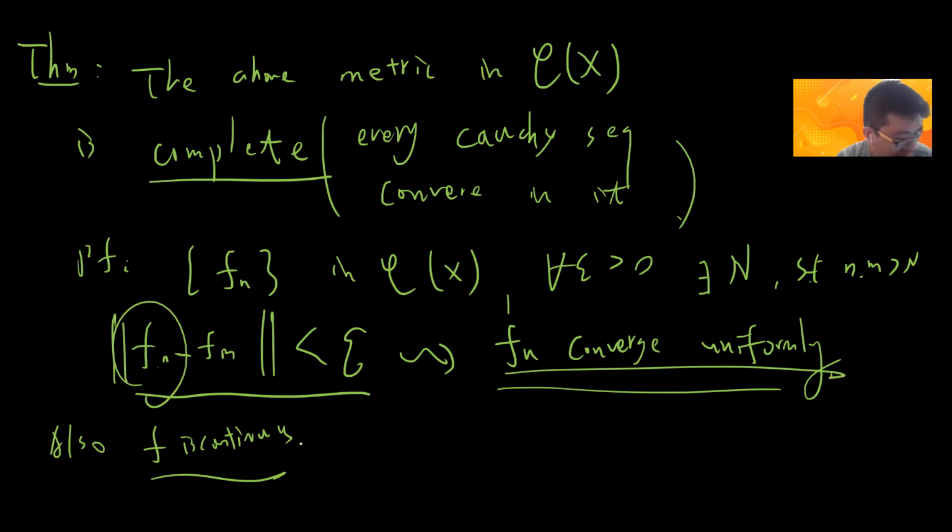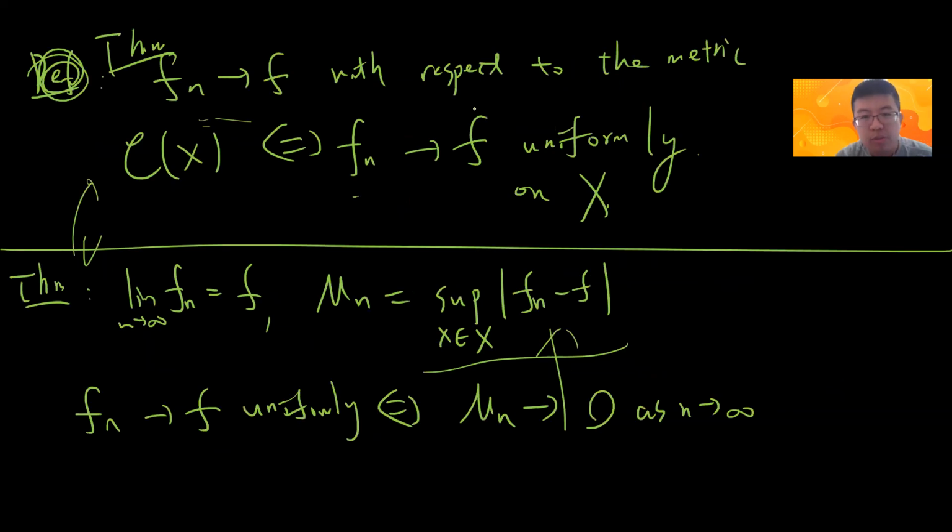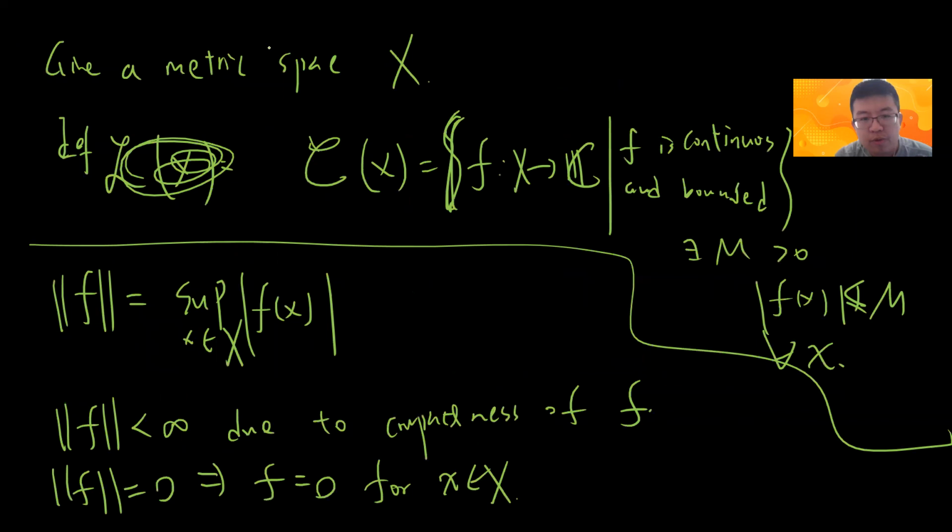So F is continuous, and also F is bounded. The reason is that if you choose epsilon to be 1, then there exists N such that the norm of F minus Fn is less than 1, right? Because if Fn converges uniformly, then for each x you can prove this. So F is bounded. So now F is bounded and F is continuous. That means F falls into this space. F is continuous and bounded.